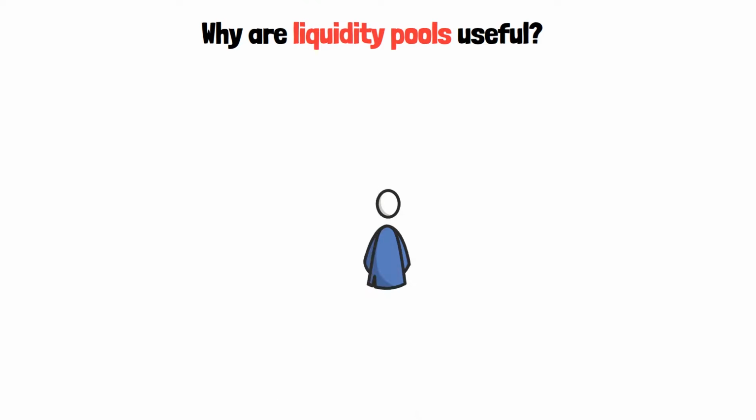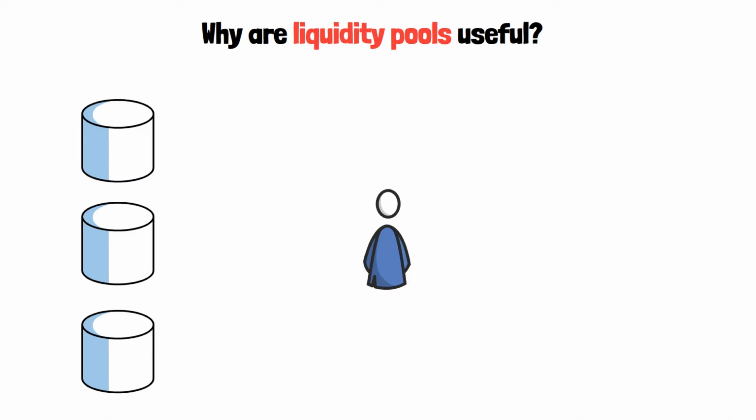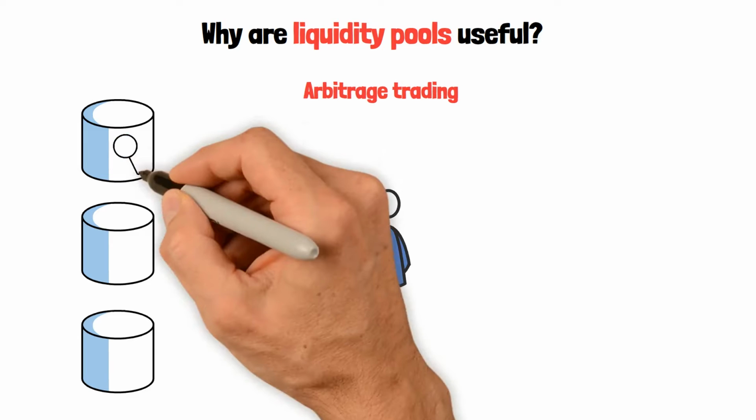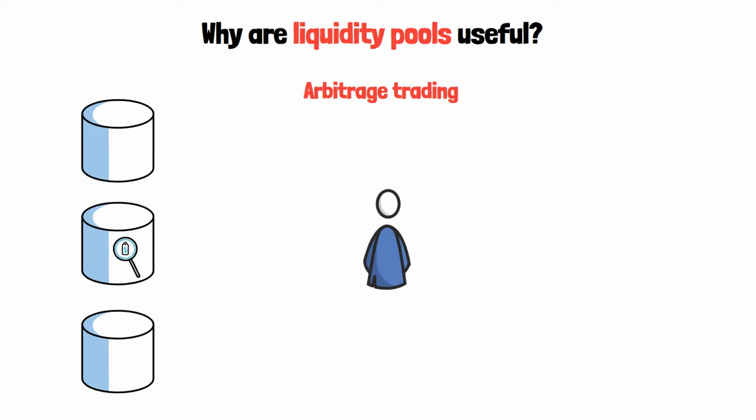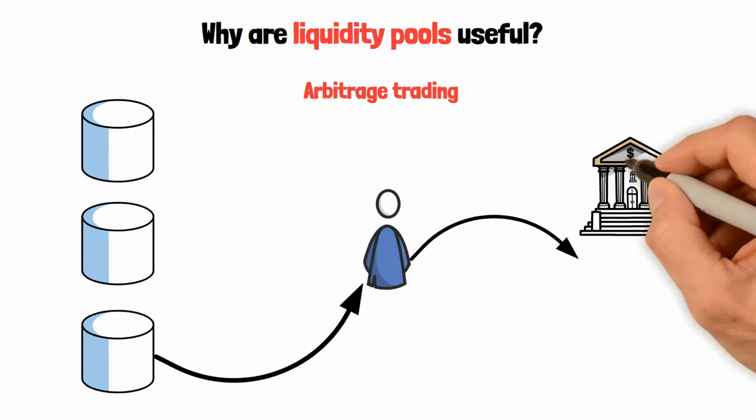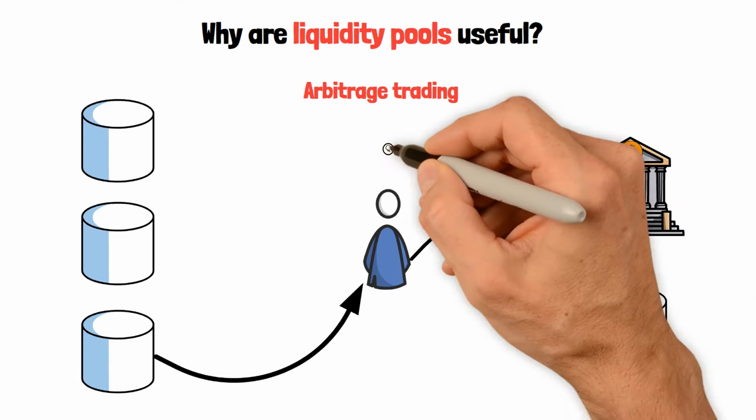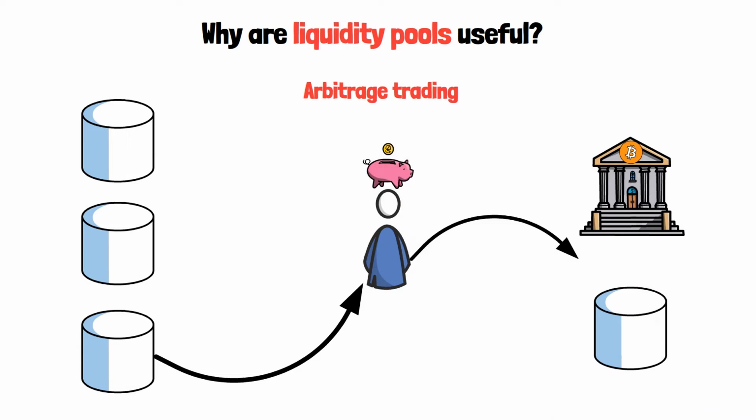Another use for liquidity pools among traders is arbitrage trading. Traders try to search for many liquidity pools with the best prices of an asset lying within, and then buy that asset so that they could trade it on a centralized or even other decentralized exchanges, and make a profit with the difference in doing so.